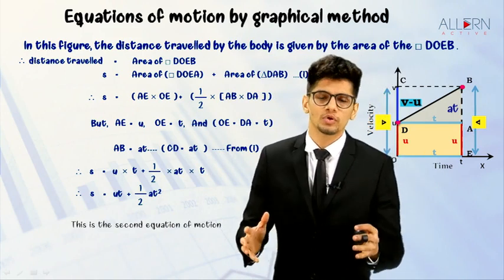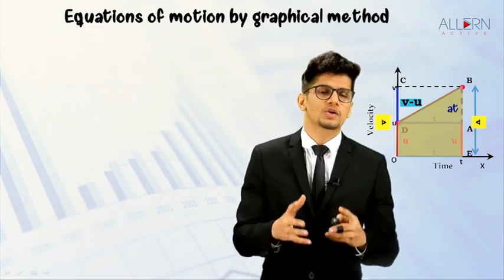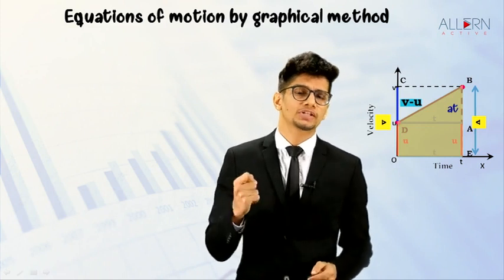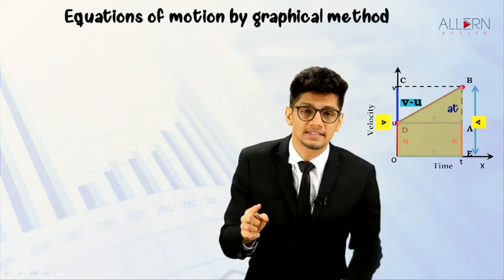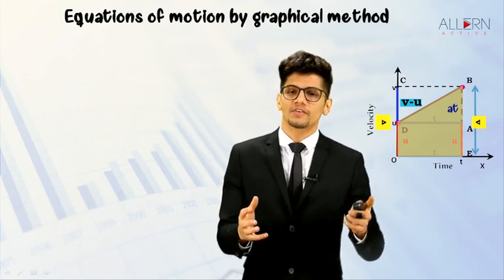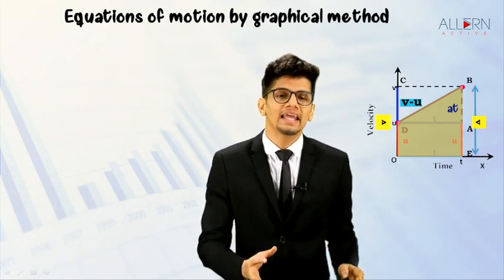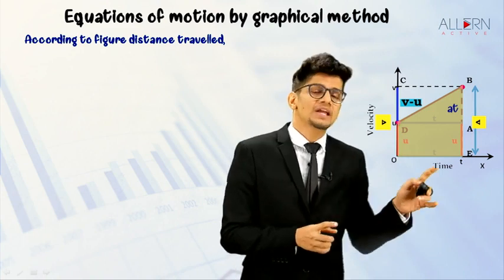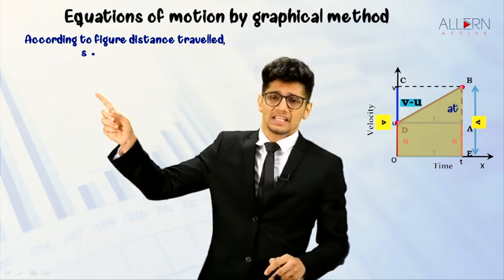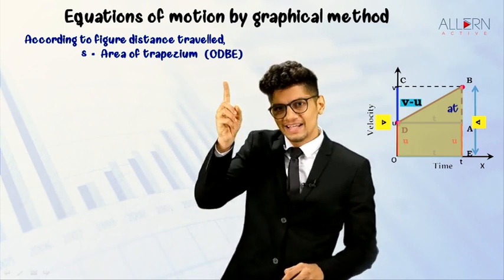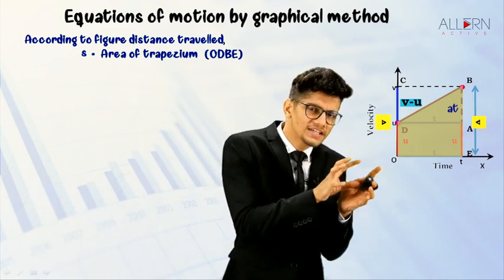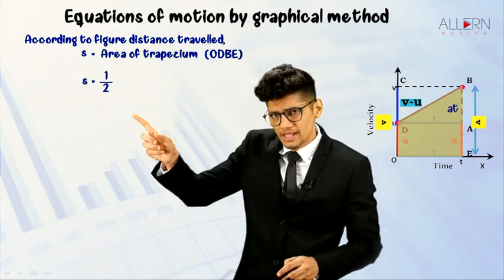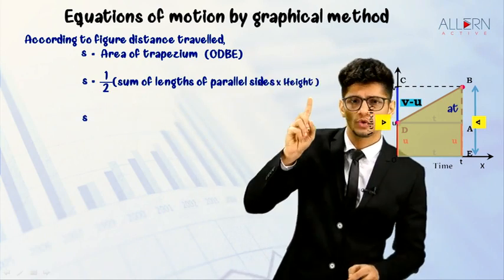Now that we have derived both the equations of motion, let us move on to the third equation of motion. Again, the third equation of motion is V square is equal to U square plus 2AS. That means we have S, and S is nothing but the distance travelled. So again, from the velocity time graph, we have to find the area under the graph to find the distance travelled. We know that this entire shape is a trapezium. That means S will be equal to the area of trapezium ODBE. We have just slightly changed the name. The formula is half into sum of parallel sides into height.